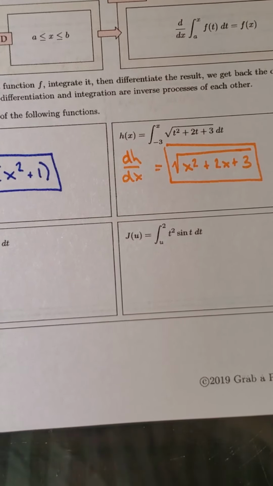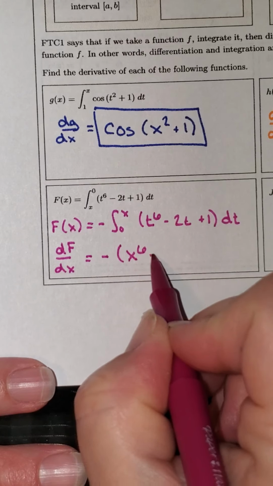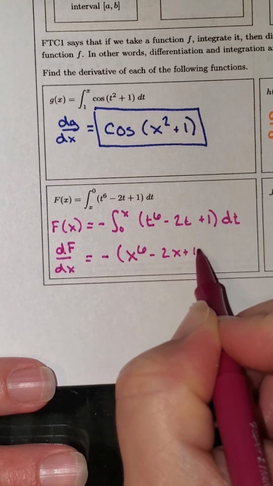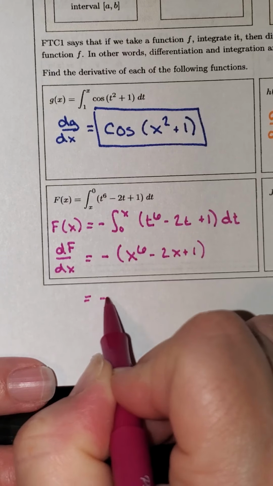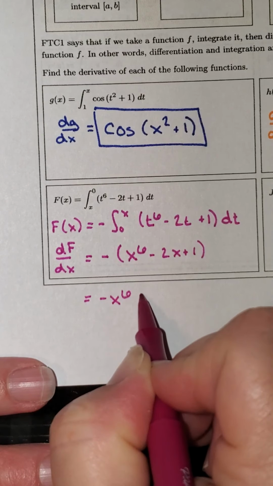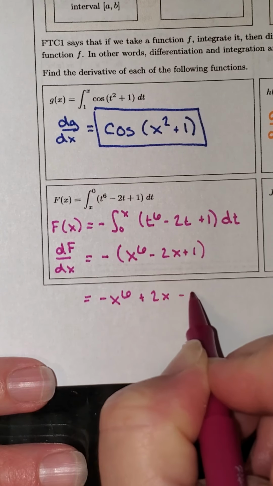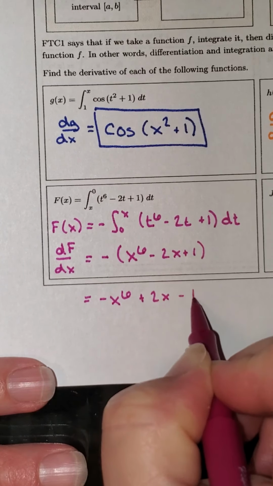So df over dx would equal negative. We can distribute it or just put in parentheses, but negative x to the 6th minus 2x plus 1. Like I said, you can distribute that through. Negative x to the 6th plus 2x minus 1. And that's your answer.